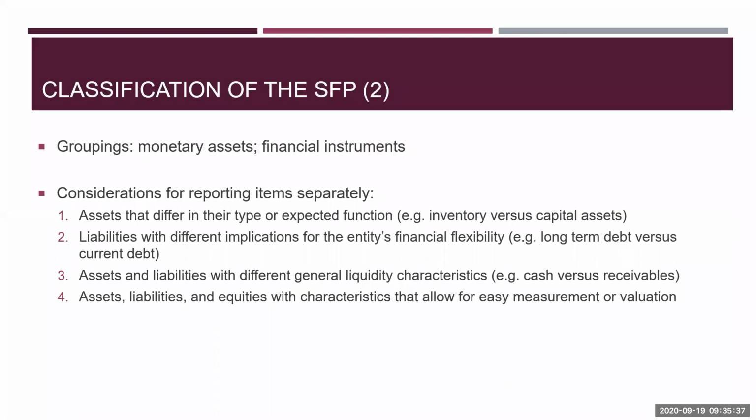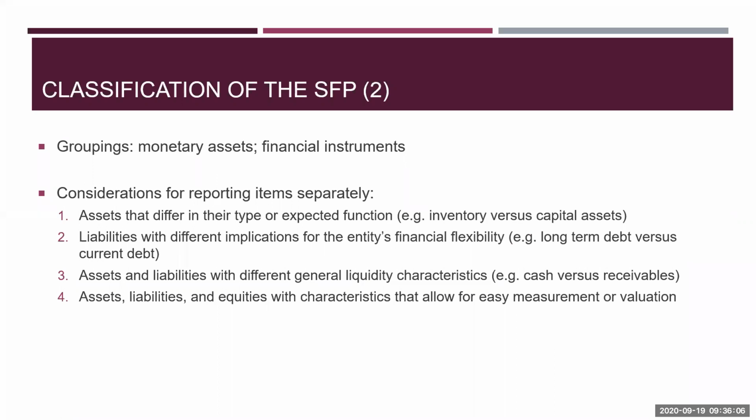When it comes to classification of items on the statement of financial position, we usually go with the grouping based on your monetary assets and financial instruments. The assets that are different in their type or expected function, such as your inventory item, are different from the capital item. So inventory becomes a current item, your capital item becomes long term. Likewise, your liabilities, if they are paid in the short duration, then they become current.